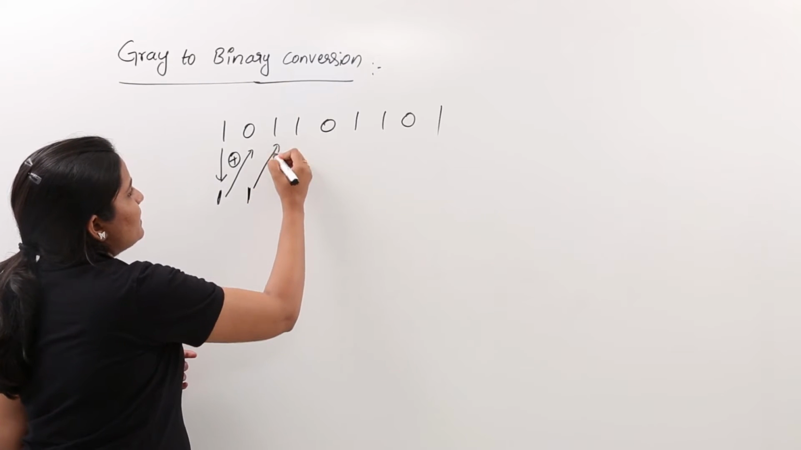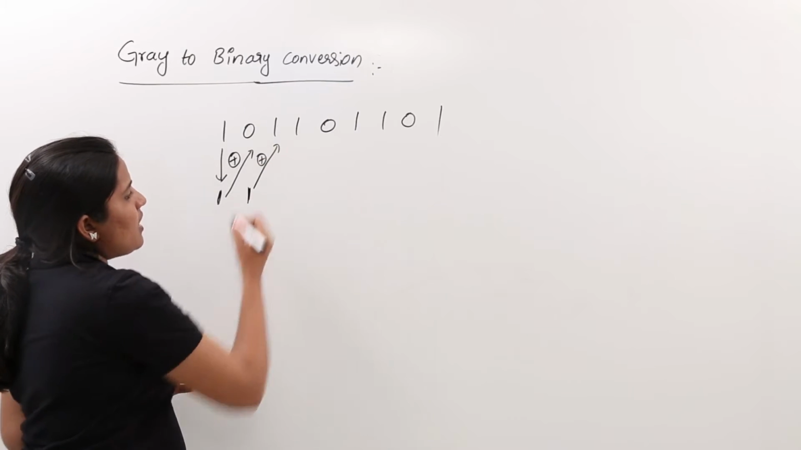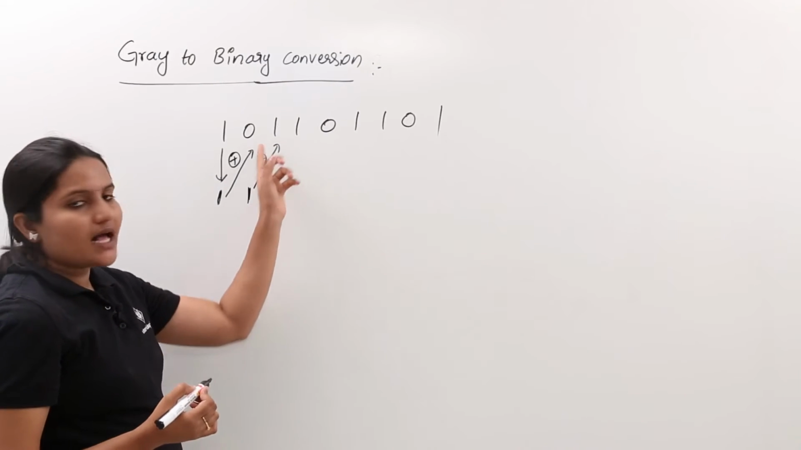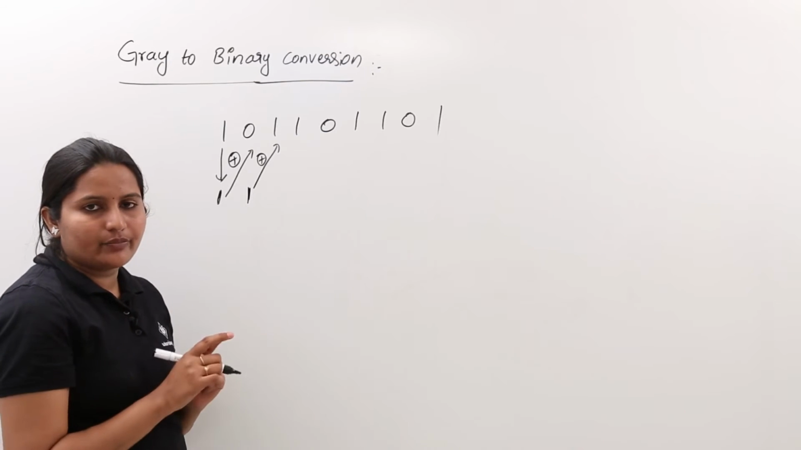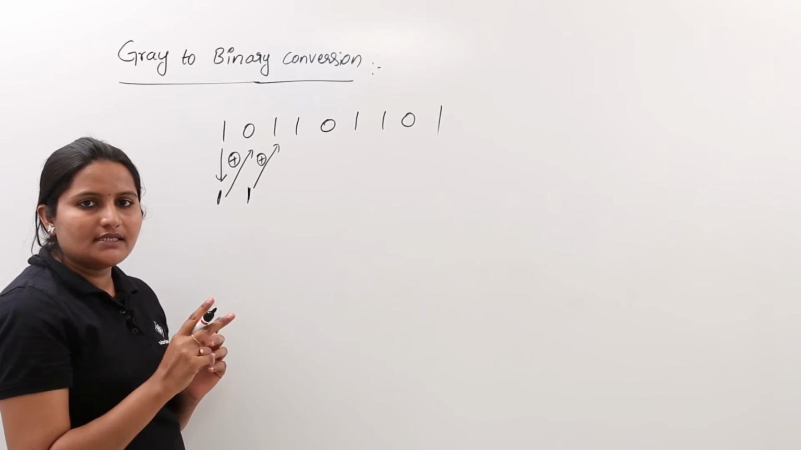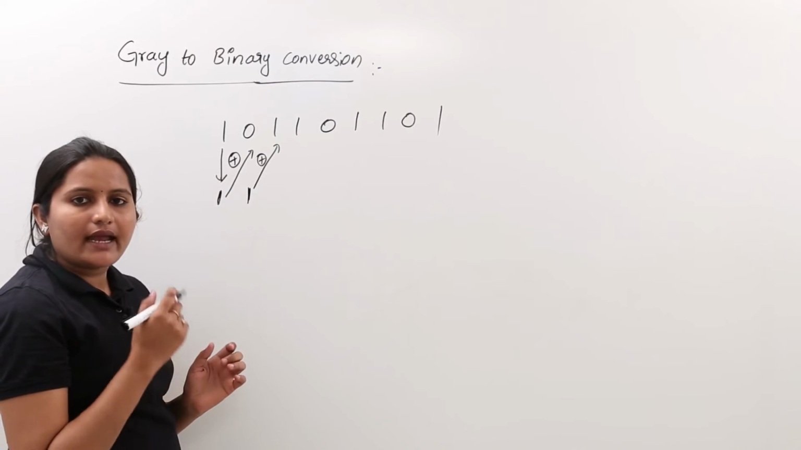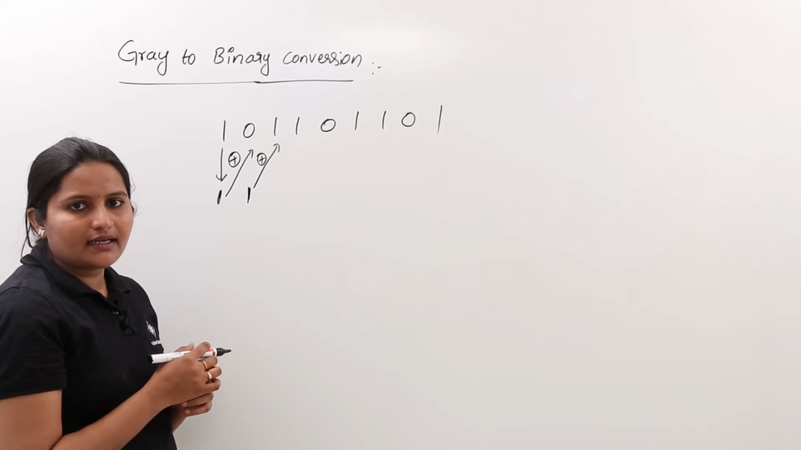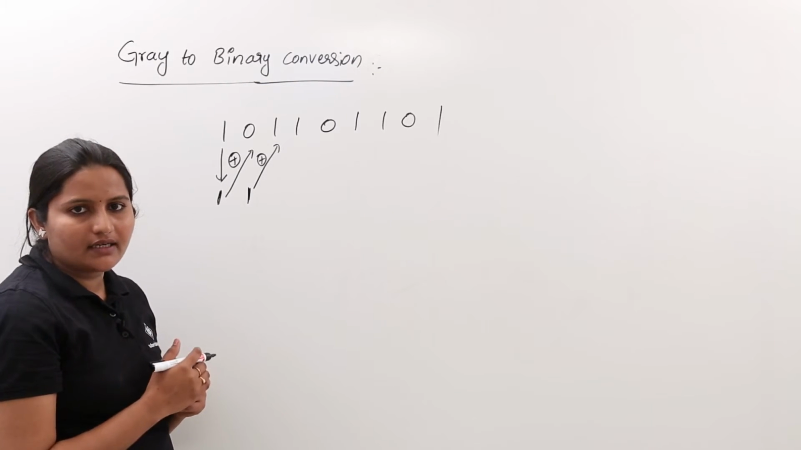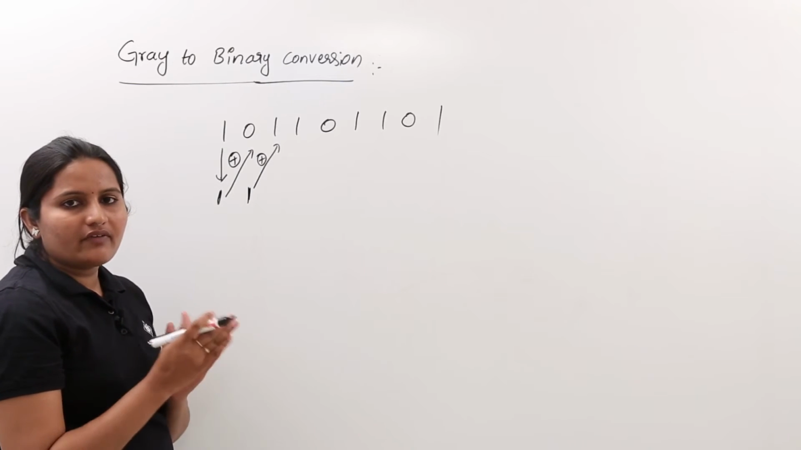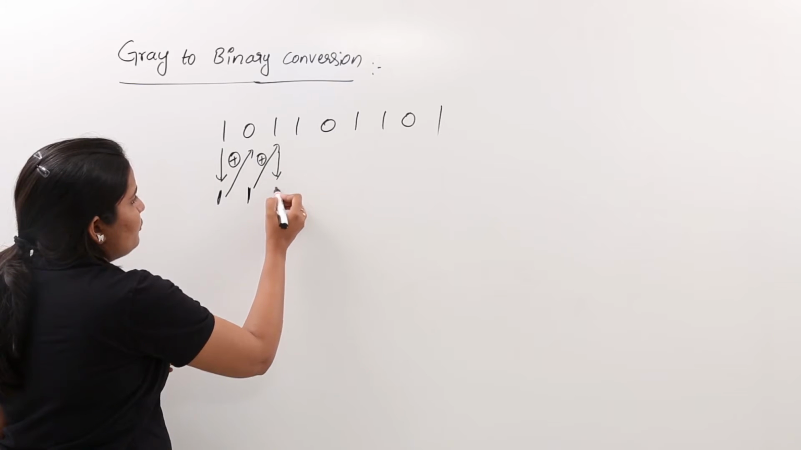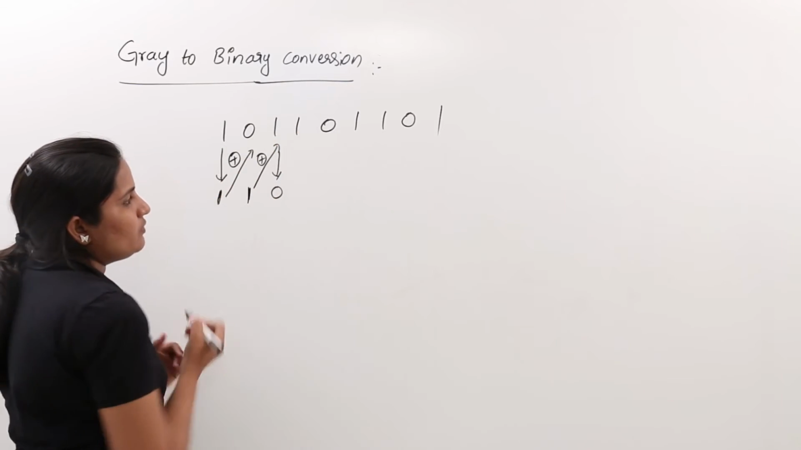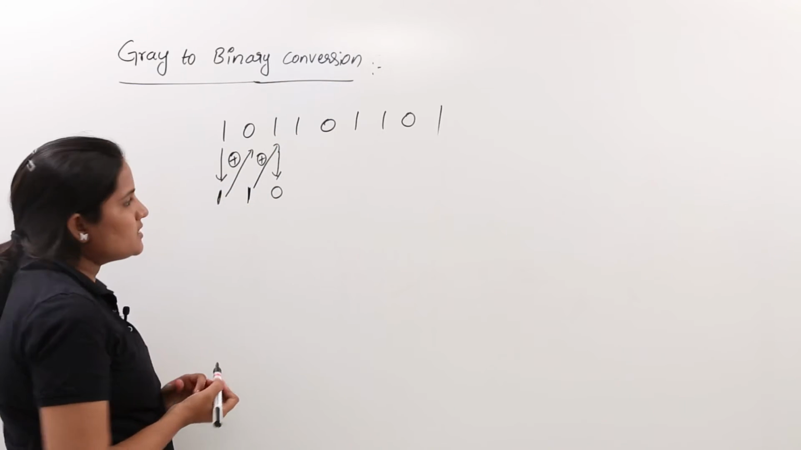Again I am XORing this one with this bit. So now I am getting 1 XOR 1. For an XOR gate we are giving 2 high inputs. So 2 ones means an even number of ones. As XOR gate is an odd ones detector, if you give 1 1 to XOR, then it is going to provide you 0. When you XOR 1 with 1, you are going to get 0.